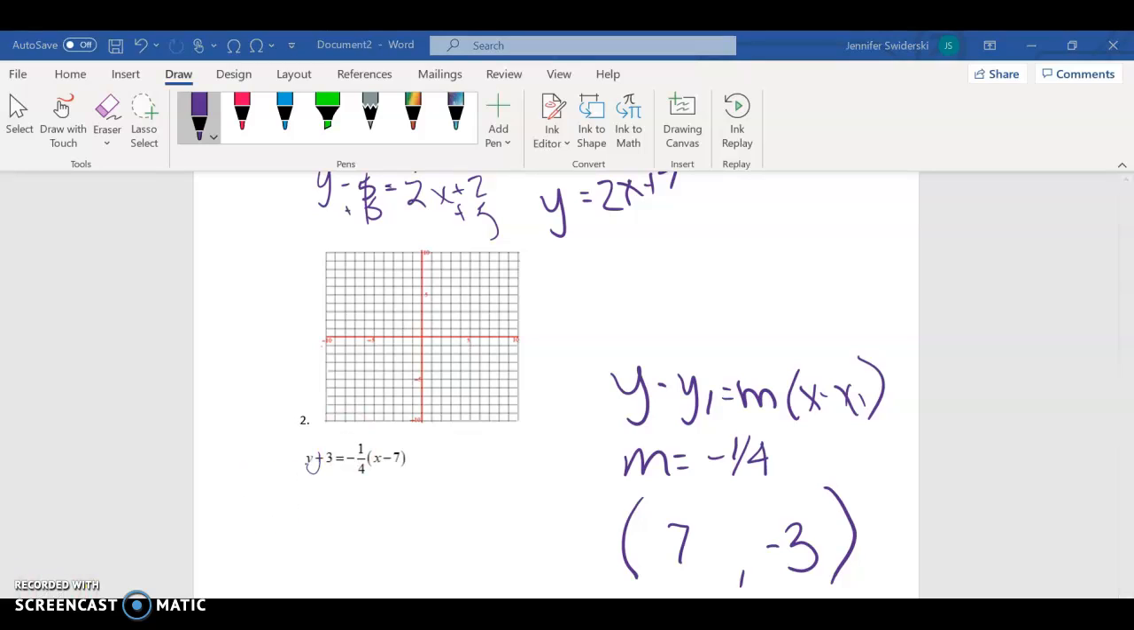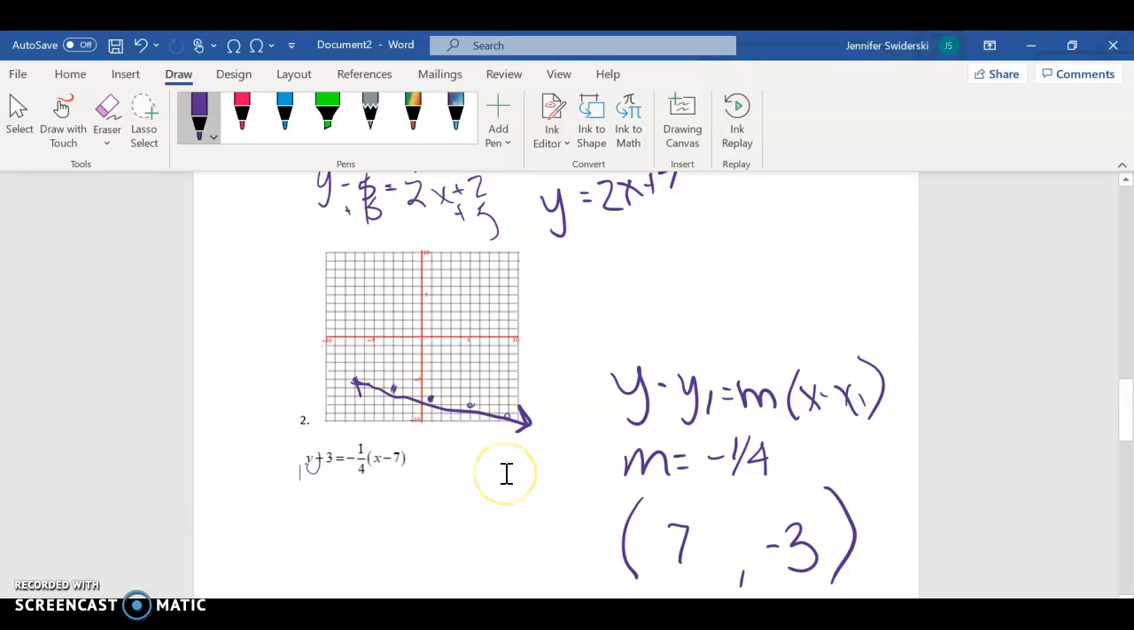Okay, go ahead and graph this point. So I go over 1, down 7, negative 5, negative 6, negative 7. All right, I'm going down 1 to the right 4. So down 1 over 4, 1, 2, 3, 4. Or up 1 to the left 4, 1, 2, 3, 4. Connect my dots. And there is my answer.